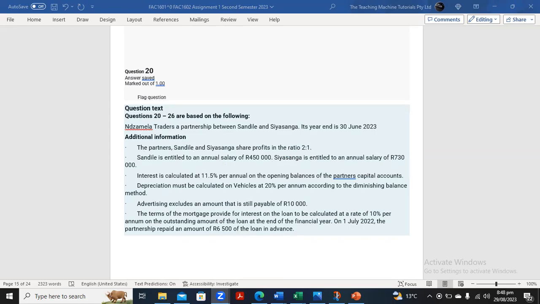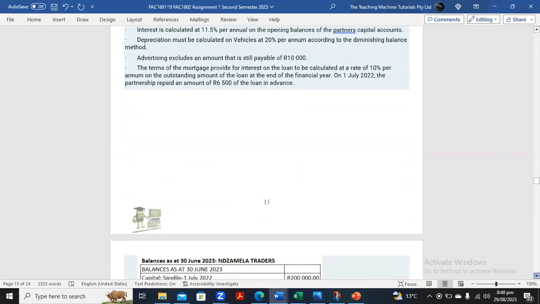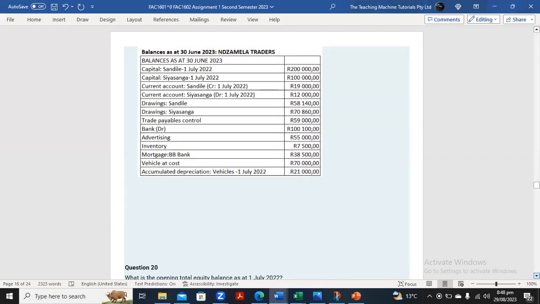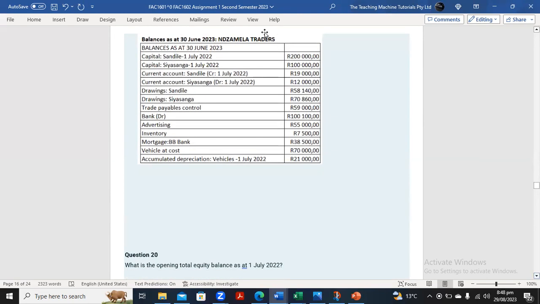Okay, the information is long, but let's look at what the question requires us to do. What is the opening equity? In partnership, guys, two accounts should be considered when determining the equity, which are capital and current account. You need to be careful here, because if the current account is marked as DR, it means that the balance is unfavorable, it's negative. So this is what we need to do.